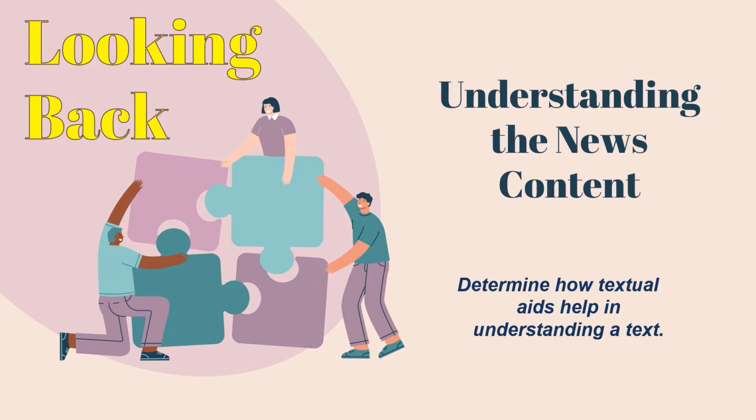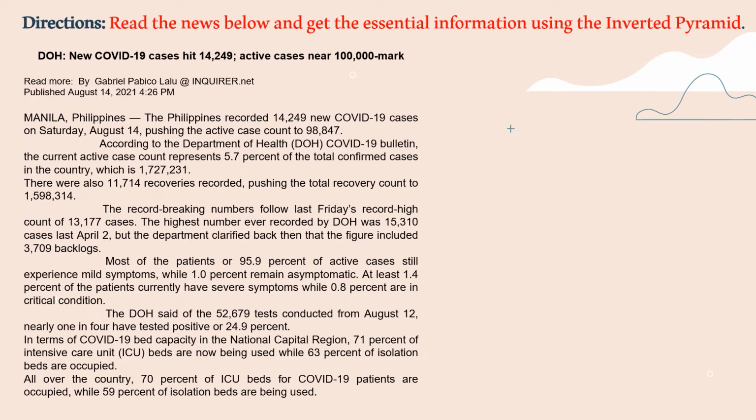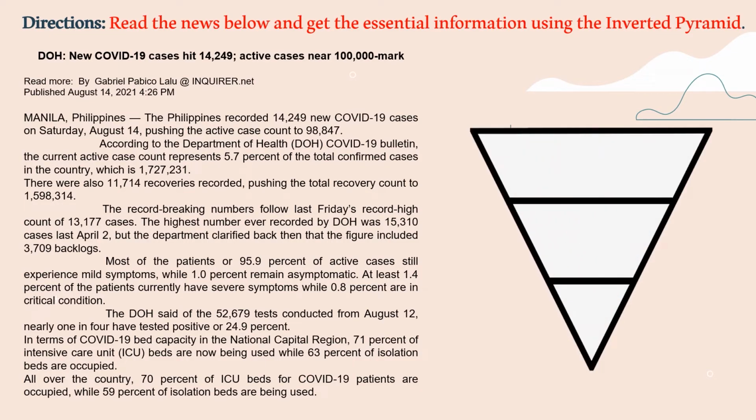Last week, we determined how textual aids help us in understanding a text, right? Do you know that in understanding the news content, we could also use a textual aid or graphic organizer? Let's take a look. As you can see, we have a news article on the left side. And to get the important information of that news article, we could use the graphic organizer inverted pyramid.